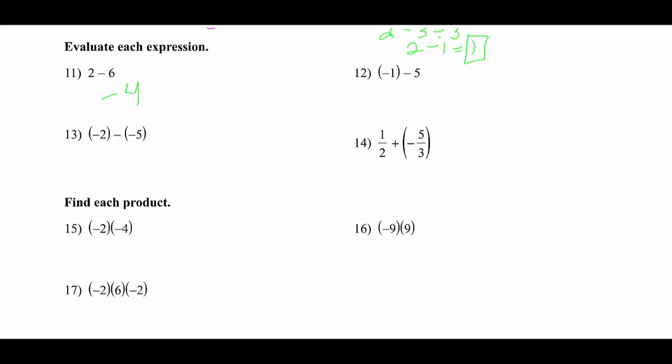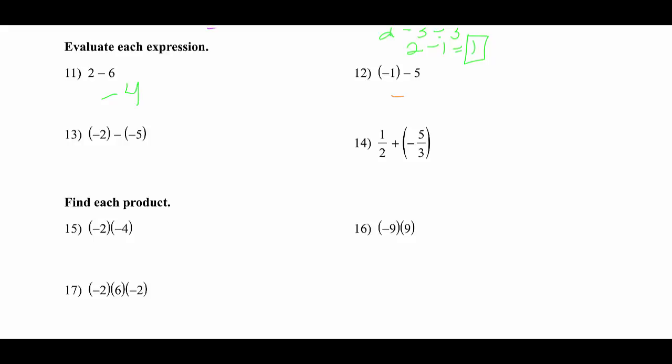On 12, this may look weird, like you might at first think this is asking you to multiply, but we would have to have parentheses around the negative 5 or a dot, a multiplication dot somewhere for it to be multiplication. It's asking us to do negative 1 minus 5. Since they both are negative, that means they're making each other more negative. So this is where we add them together and keep the negative sign.